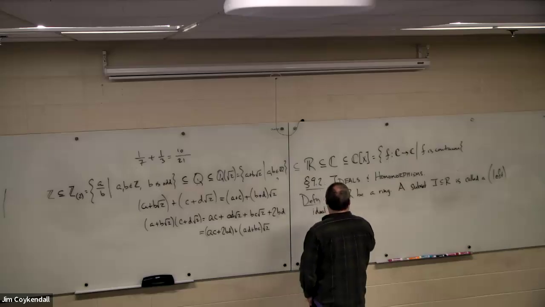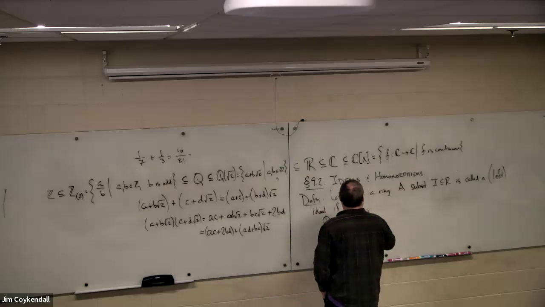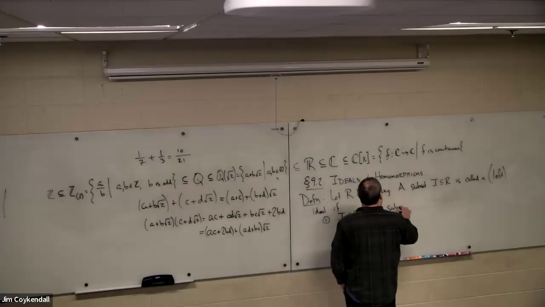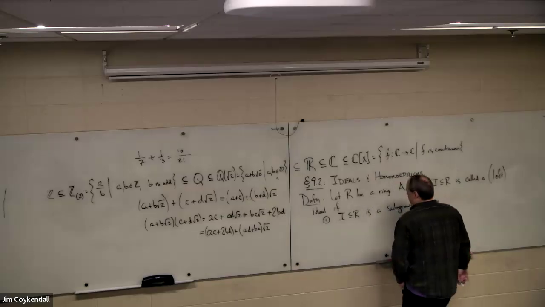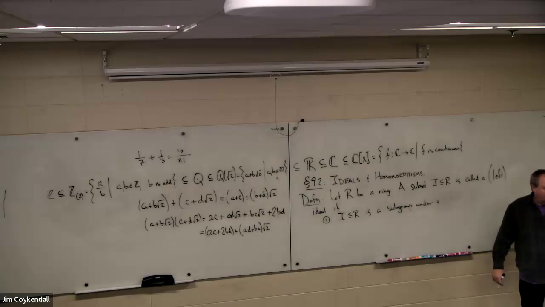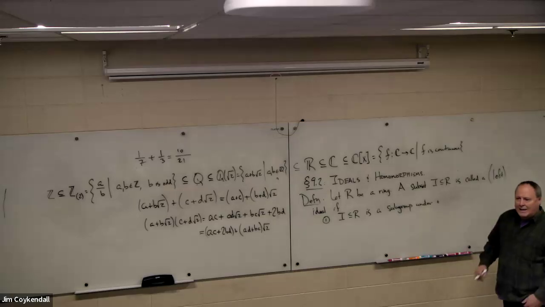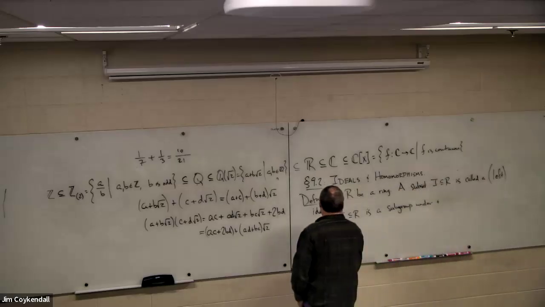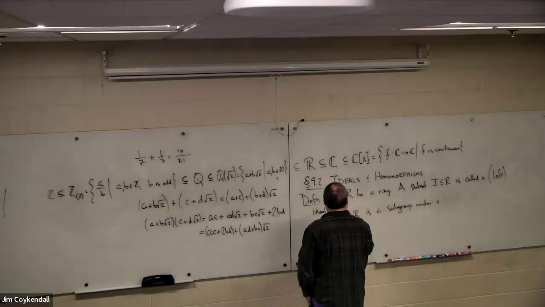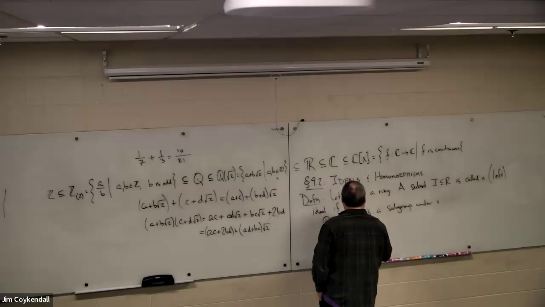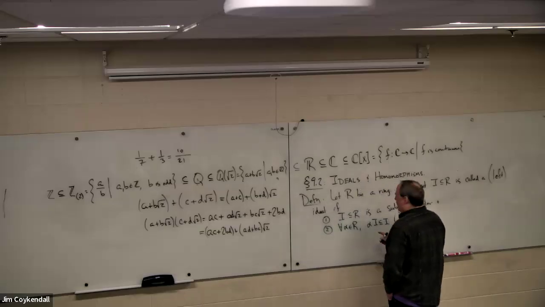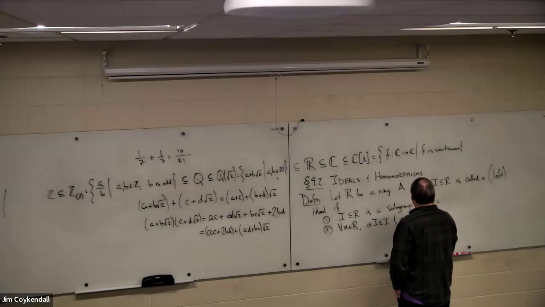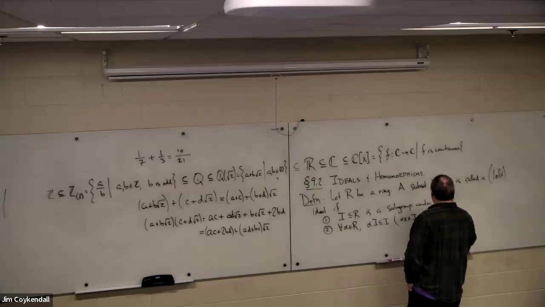If number one, I is a subgroup under addition. And number two, for all alpha in R, alpha I is contained in I. Let me reinterpret this for you. Alpha X is in I for all X. And I alpha.